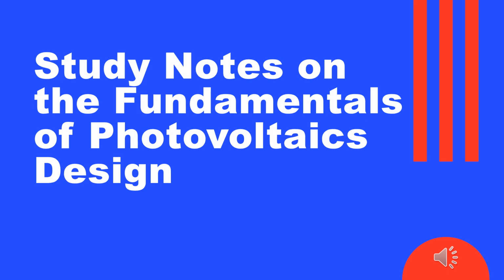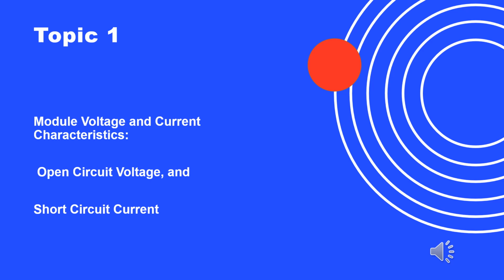Study notes on the fundamentals of photovoltaic design. Topic 1. Module voltage and current characteristics, open circuit voltage and short circuit current.